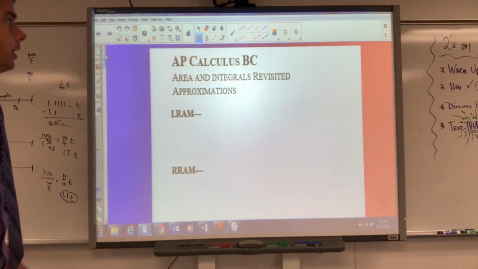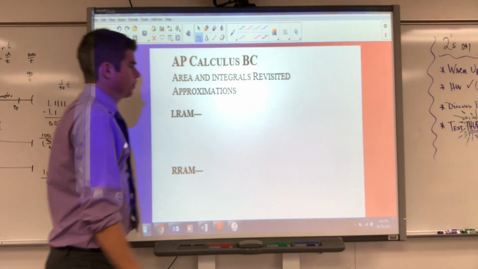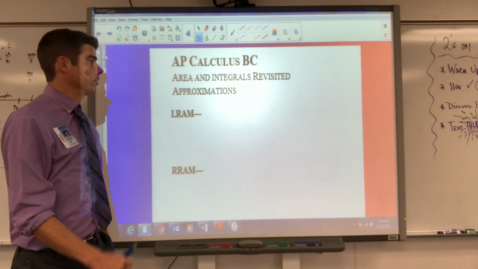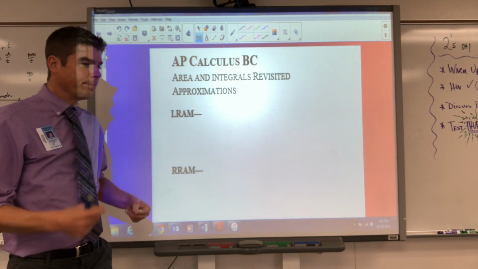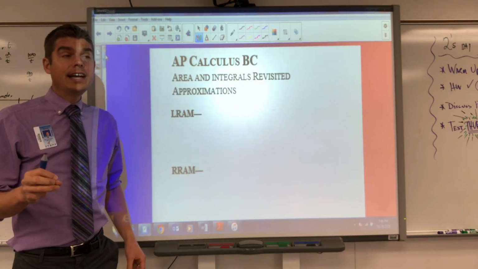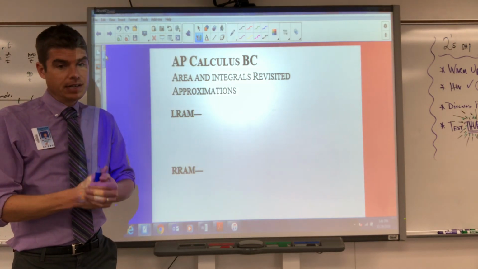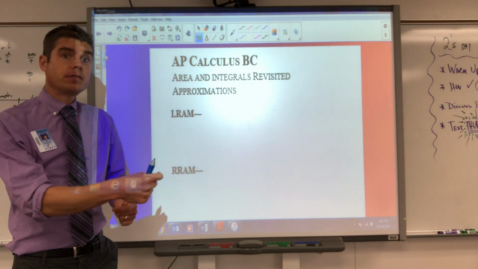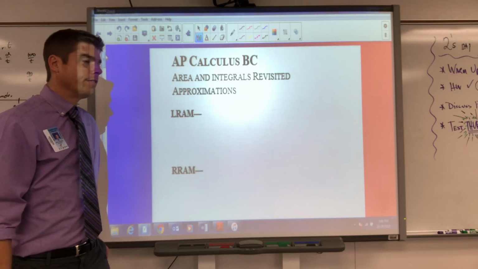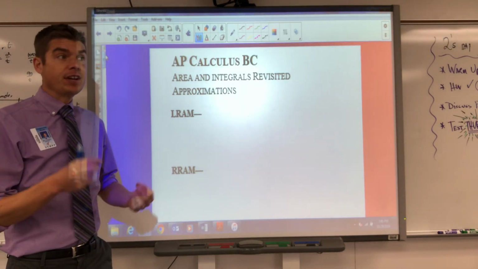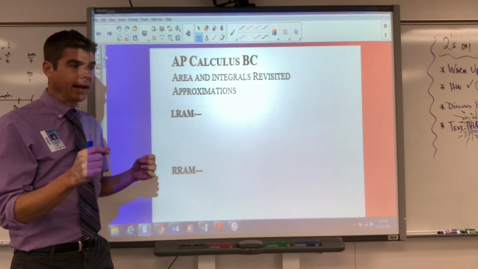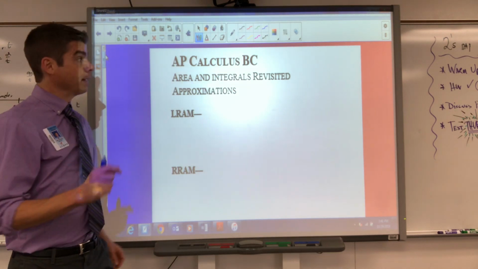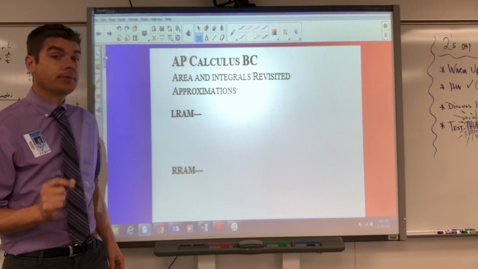Okay, so I want to talk just about some approximation methods for finding area under the curve. And I'm sure I referenced this in class that it's really easy to take derivatives. It's a lot harder to take antiderivatives. And sometimes if you're trying to represent area under a curve and you can't find that actual antiderivative, an approximation gets you a pretty good estimate.